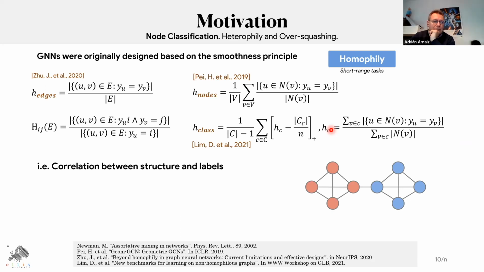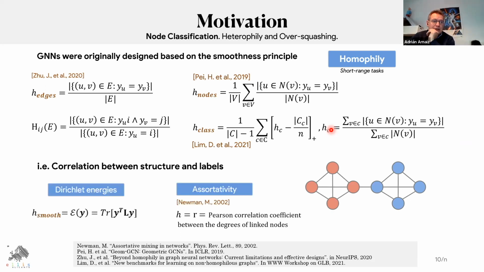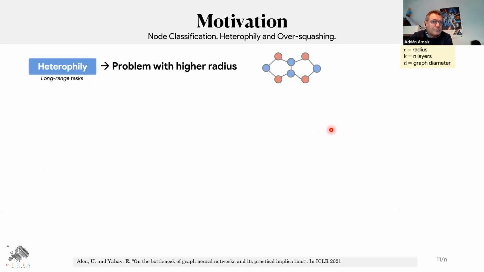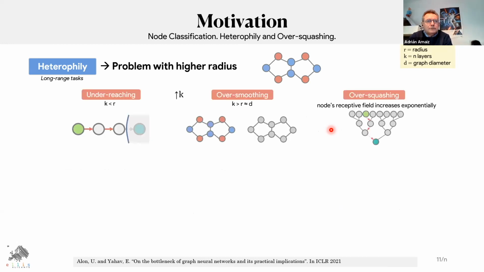But the important thing is to reflect the correlation between the structural labels. For instance, we can use the Dirichlet energies. This is a classical work, done in semi-supervised learning: to minimize Dirichlet energies is just using the smoothness principle, or we can use assortativity, just using the Pearson correlation coefficient between the degrees of the nodes. So the heterophilic case, as I said before, is the most complex, because we have different radius of propagation. So we have three problems.